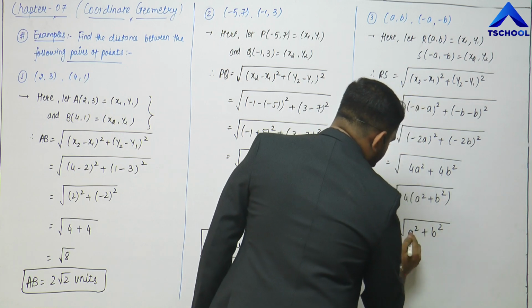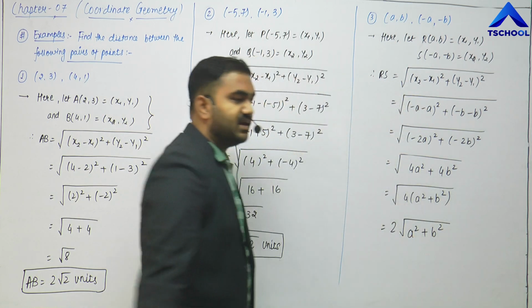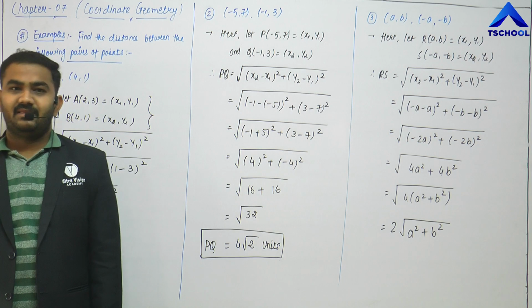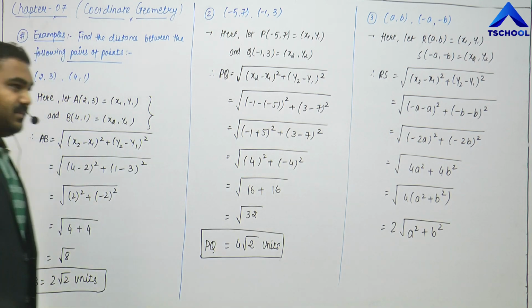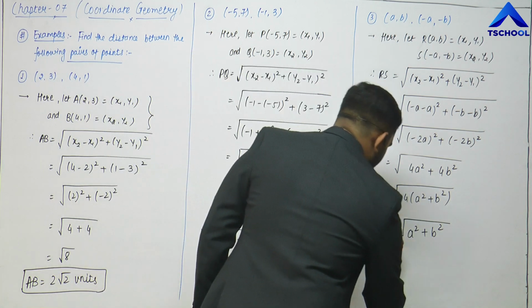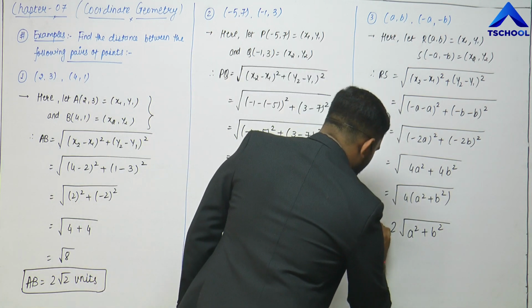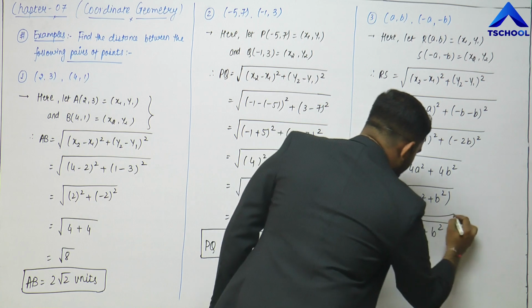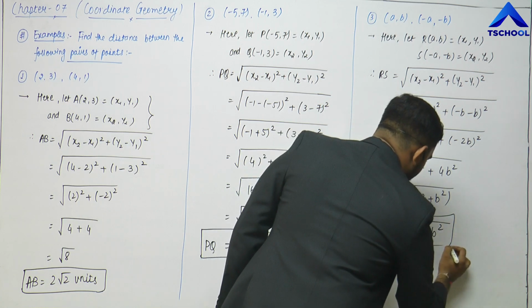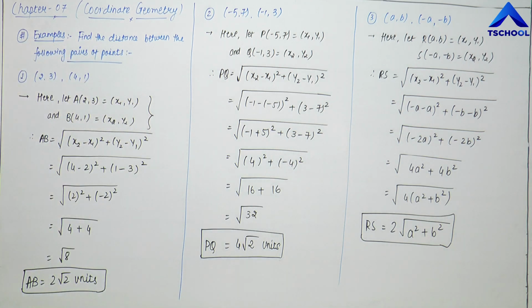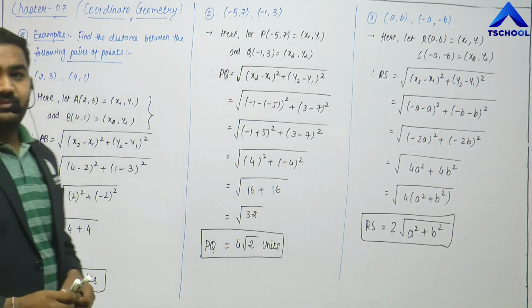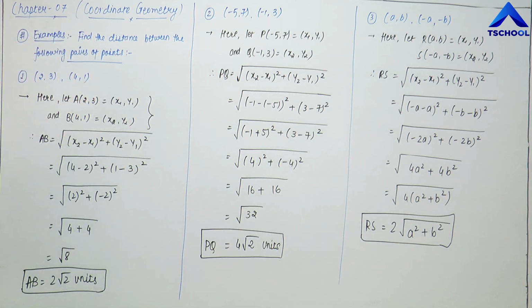So friends, whenever we make the square of a square plus b square, at that time we shall not have this as a and b. So the distance between these two, that is R and S, is given by 2 square root of a square plus b square. Is it clear? So that is about the distance formula. These three examples are basically the examples of the distance formula.